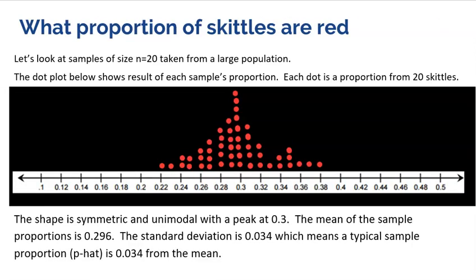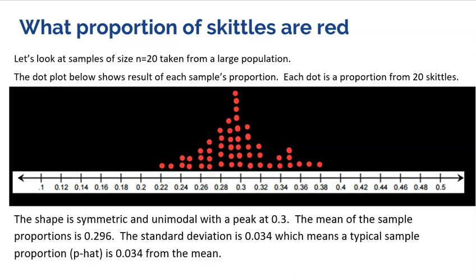All right, let's look at another one here. This time, let's use proportion, right? What proportion of Skittles are red? I don't know. So let's take a sample of 20 Skittles. There's millions of Skittles in this world. Look at 20 of them, find out what proportion of that 20 are red, and put a dot for that spot. And then repeat it and repeat it and repeat it, right? That's sampling. So take 20 Skittles, find the proportion of red. Take another 20, find the proportion of red. Take another 20, find the proportion of red.